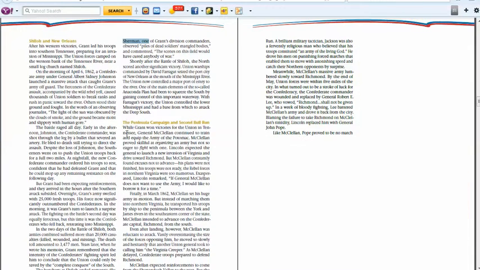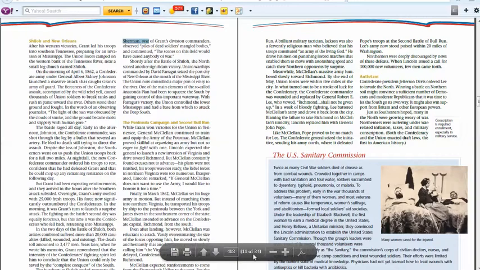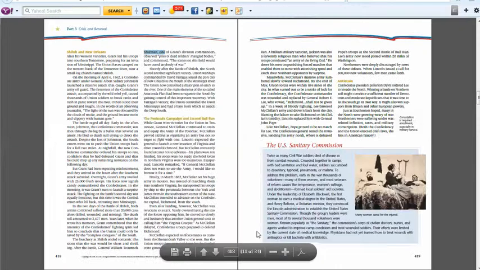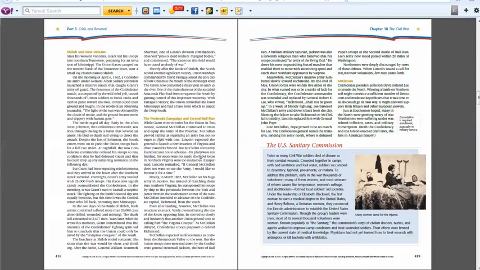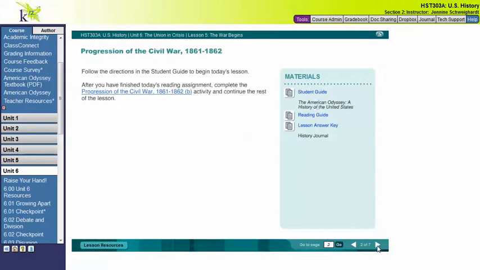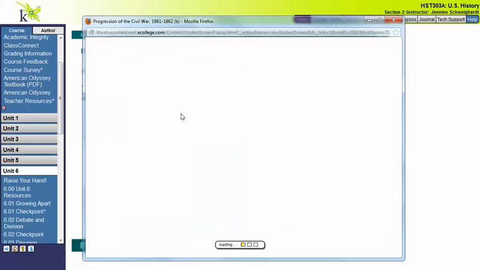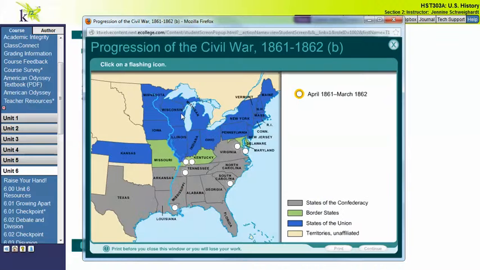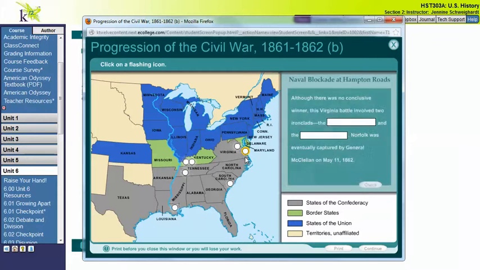Your reading actually closes up here at the bottom of this page, 418. So the Peninsula Campaign and the Second Bull Run will be where we pick up in the next lesson. So when you come back to your lesson after reading the textbook pages and completing the reading guide, you have an online activity that you can complete here, and it will walk you through the battles of the first year of the Civil War. For example, you can click on the flashing icon and it will give you information about that battle, but you do have to fill some information in.